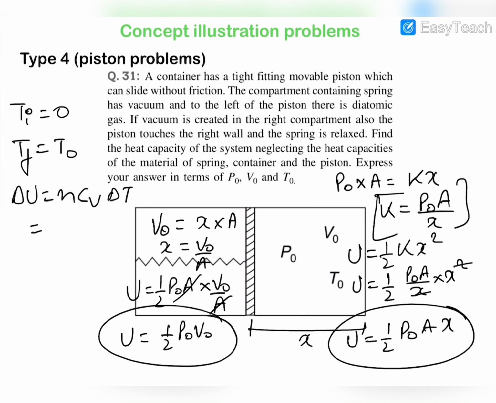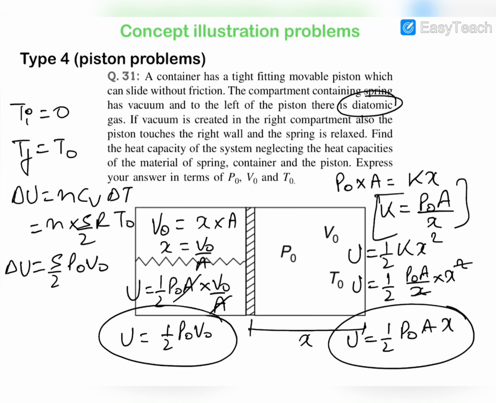And CV is for a diatomic gas. For diatomic gas, CV is equal to 5 by 2 R. So it is n into 5 by 2 R, and delta T is T0. Now nRT0 is P0V0. So it is 5 by 2 P0V0. This is delta U.